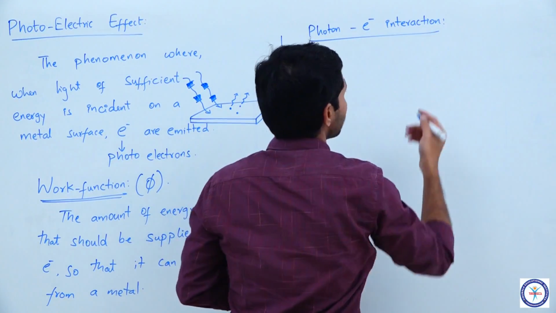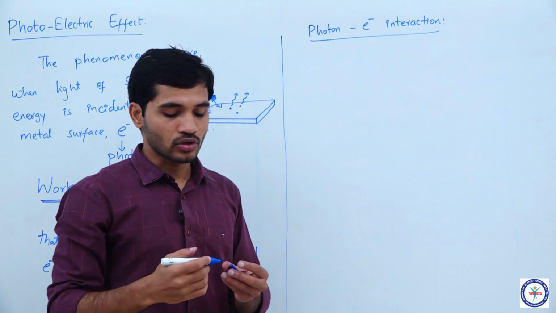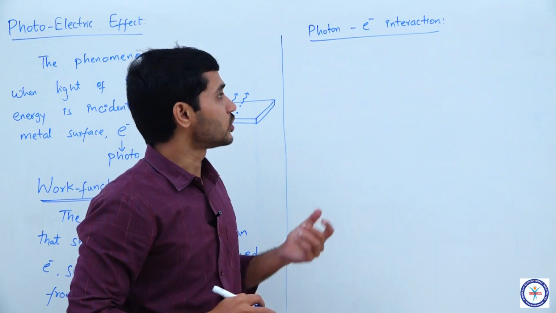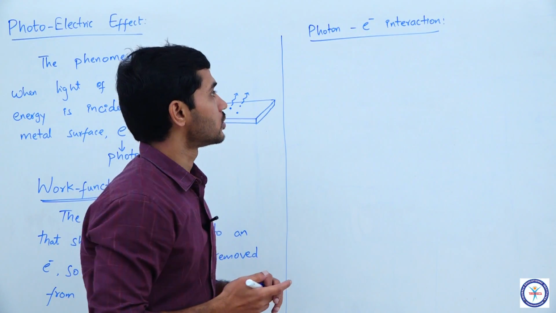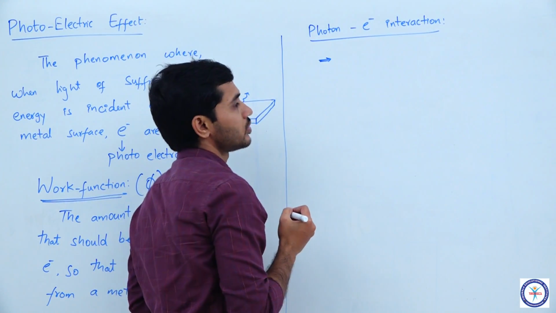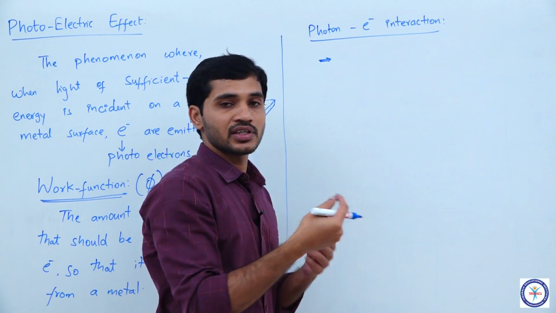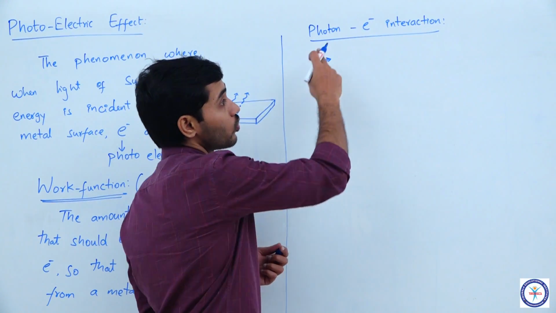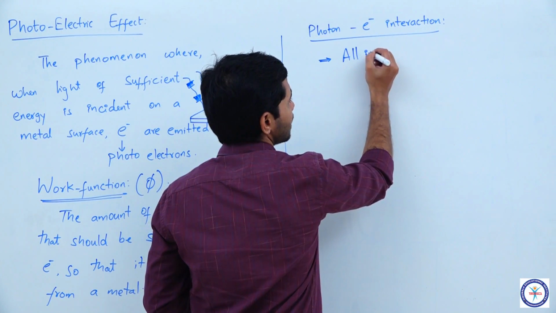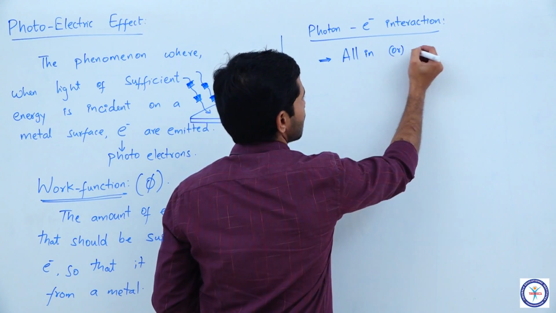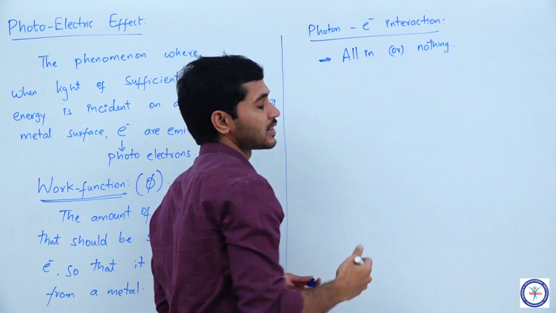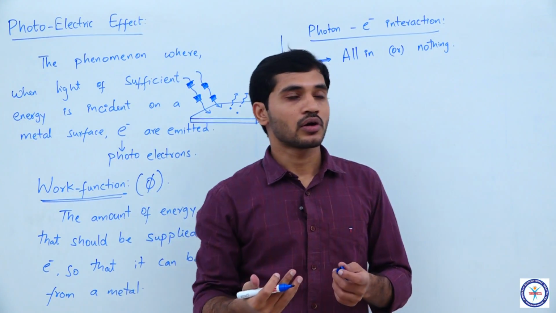So, what I mean is, whenever a photon goes and strikes an electron, what happens there? How does the interaction behave? This is very, very important. You can understand it in a very simple way. We can say that the photon-electron interaction is either all in or nothing. So, let us remember it in this manner: all in or nothing.